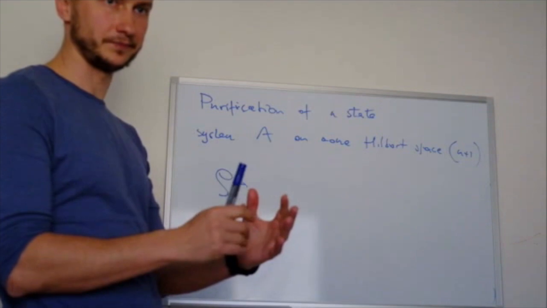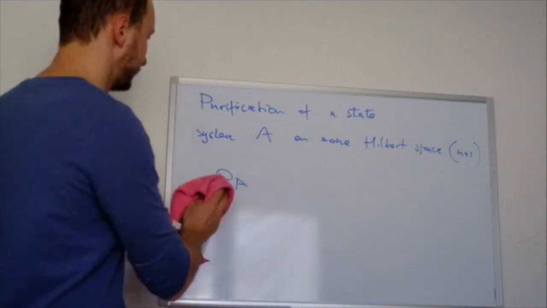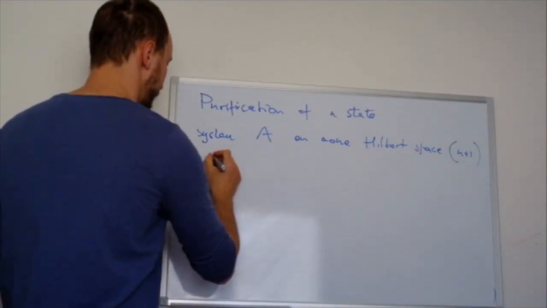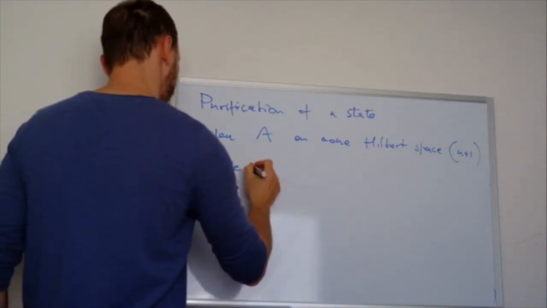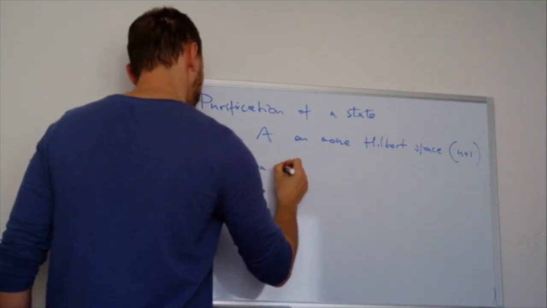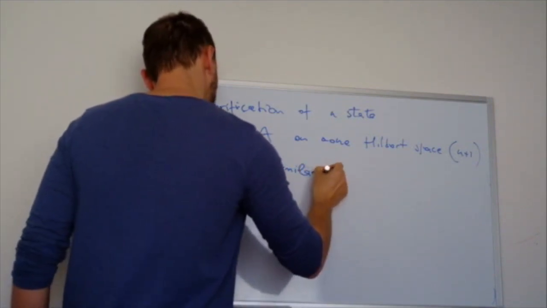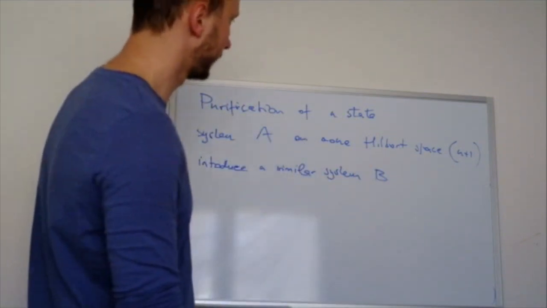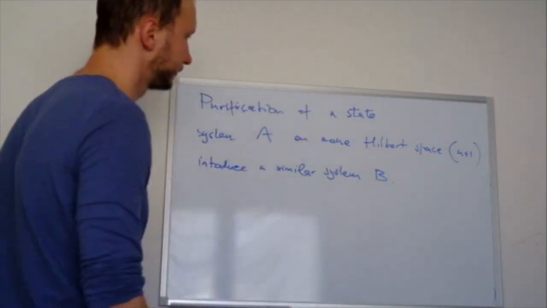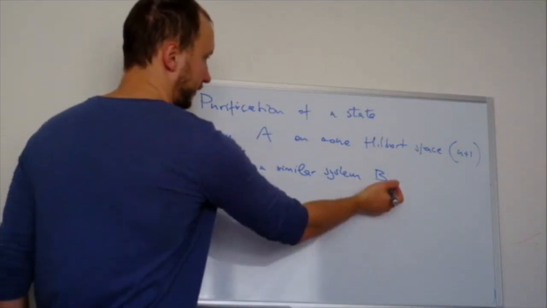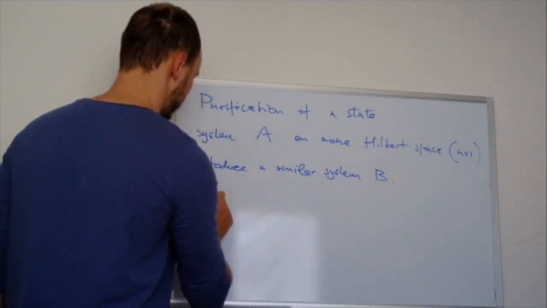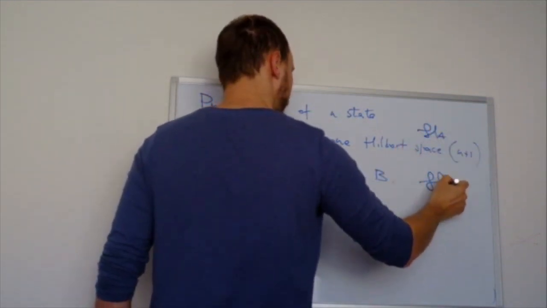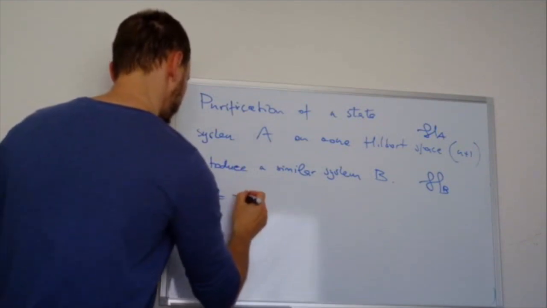So a purification of rho A is precisely a pure state where, if you trace out a part, you recover the density matrix. If you have a system A, we introduce an auxiliary system B, a similar system with the same Hilbert space. Now we can define their joint Hilbert space, with HA and HB, so the total Hilbert space is just a tensor product.